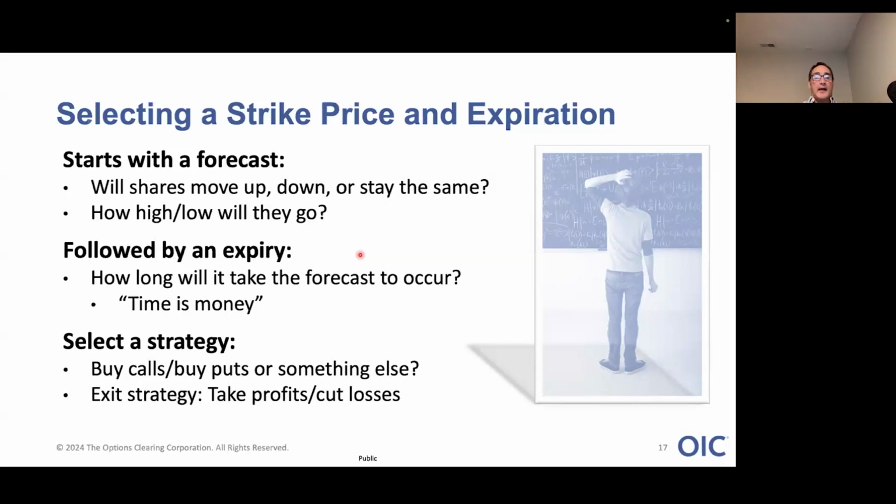So it's always handy to have an options exit strategy, because like I said before, it's easy to get into the position, but a lot of people get into a position with no idea how to exit the position. So it's really going to help you to have both a strategy selection and an exit strategy.